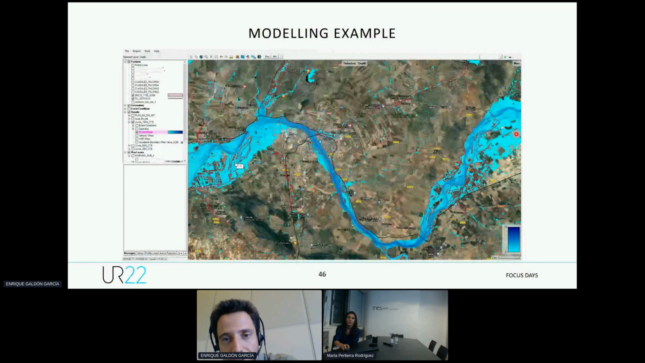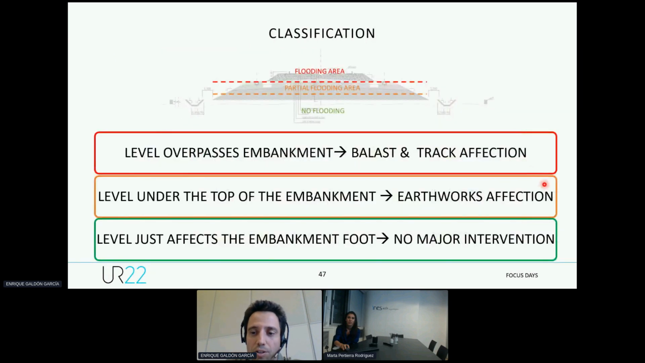So once we had the flooding, because now we have the program, we run the simulations, we have all the flooding areas, but how do we classify this and categorize the vulnerability of our railway network? Well, we used a traffic light system, based on red, orange, and green. And this responds a bit to a maintenance strategy.